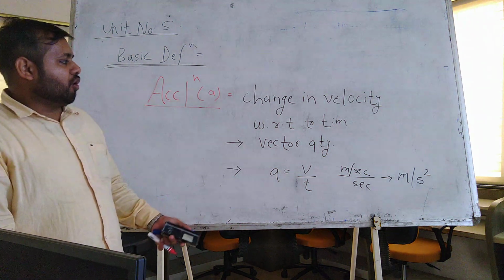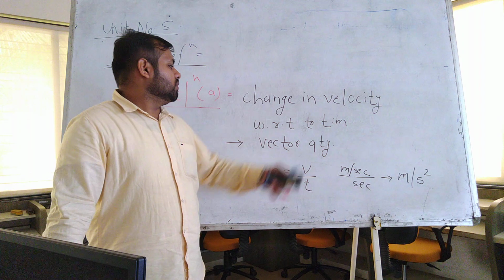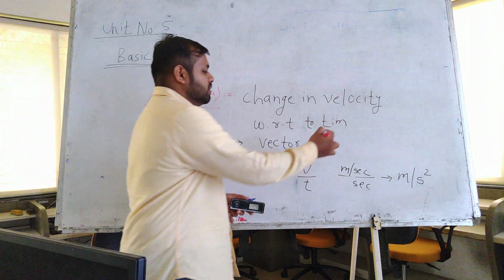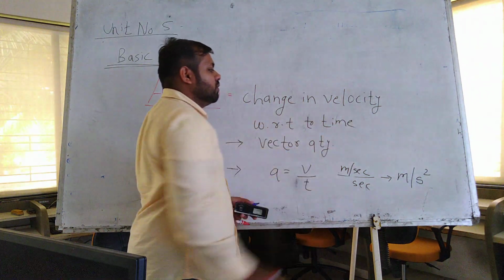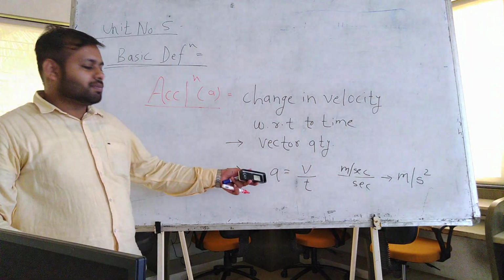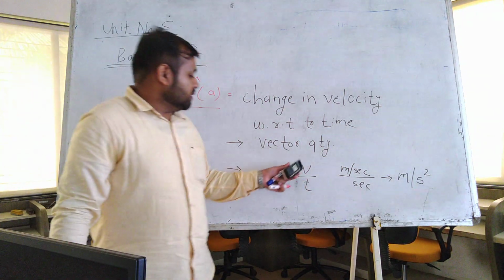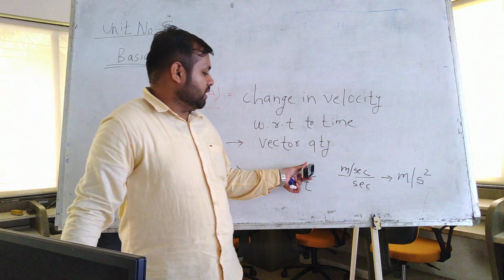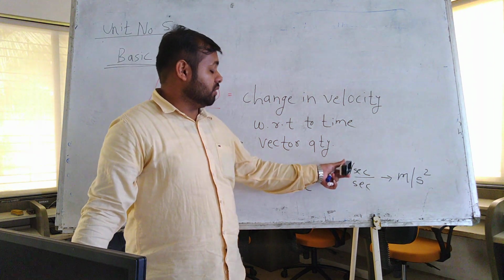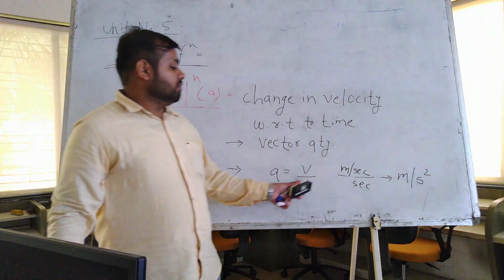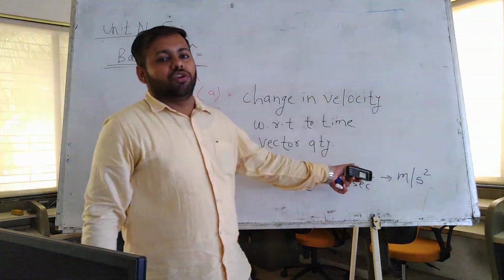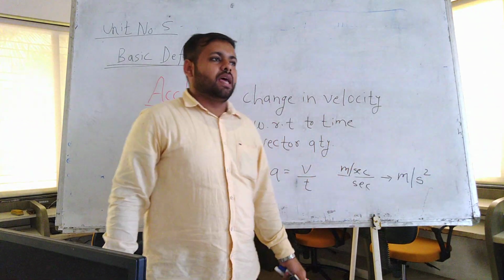Acceleration is a vector quantity because it is nothing but change in velocity with respect to time. Velocity is measured in meter per second, and time is measured in second. So its unit of measurement becomes meter per second square.